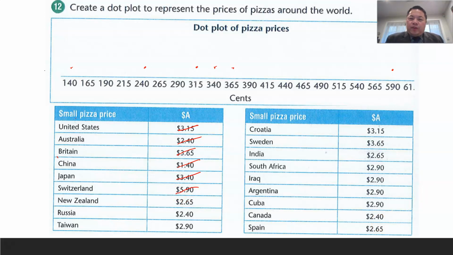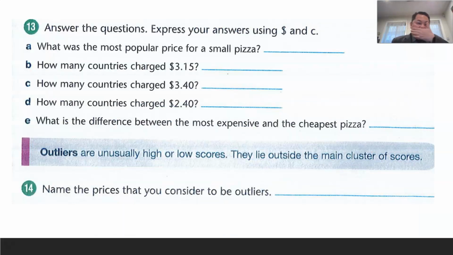So a good skill is whenever you put on a dot, you cancel it away, and then make sure you do a count. So there should be 18 dots. And eventually, when you complete this dot plot, there should be 18 dots. Okay, that's how you check that you have not missed any of the information. Okay, once that is done, you are supposed to answer this question. What's the most popular price for a small pizza? How many countries actually charge $3.15, $3.40, $2.40? What is the difference between the most expensive and the cheapest pizza?